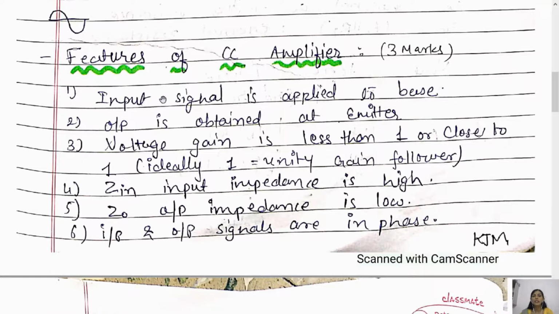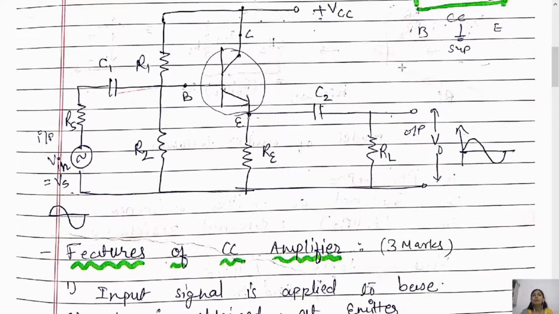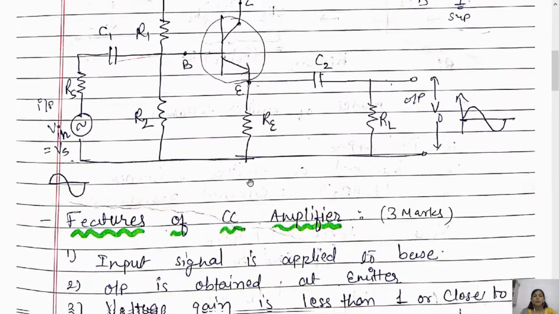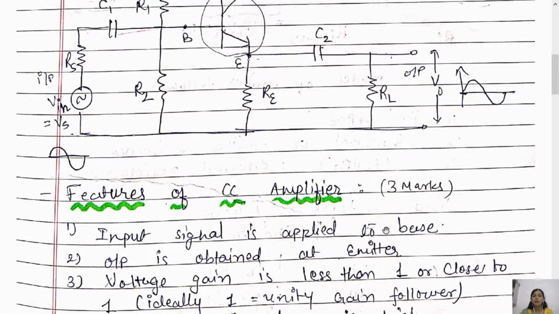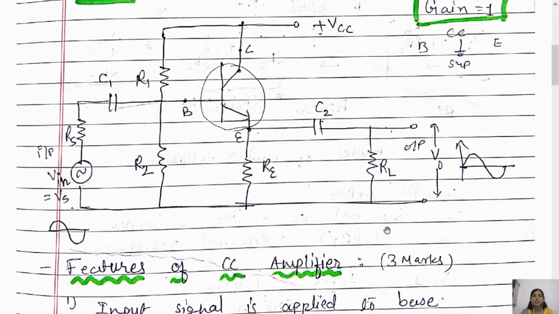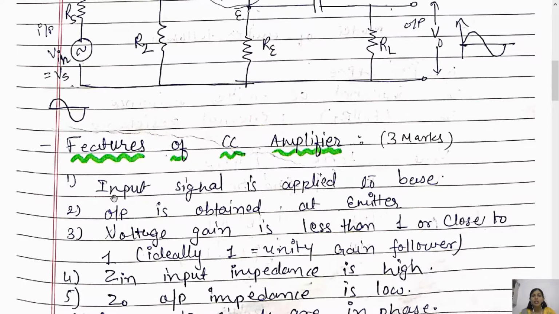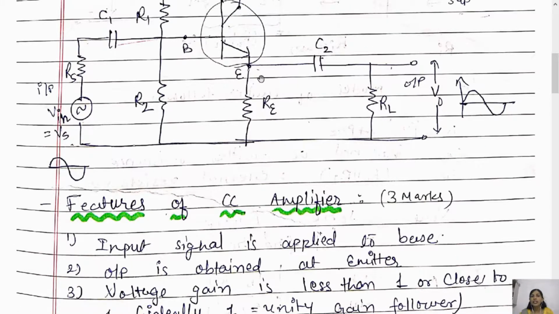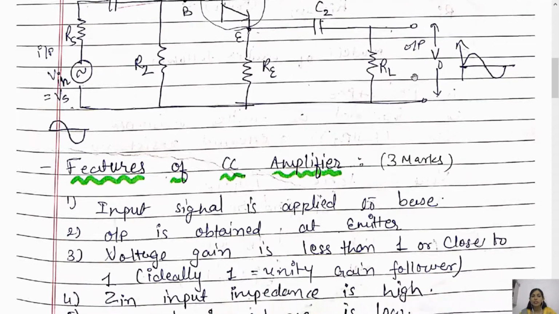Features of the common collector. It can also be asked separately in 3 marks. Now from the features, you can easily understand the circuit, or from the circuit you can easily write down the features. Input signal is applied to the base. Clearly it is mentioned here in the circuit, input is applied to the base. Output is obtained at the emitter. Output is taken from the emitter terminal.